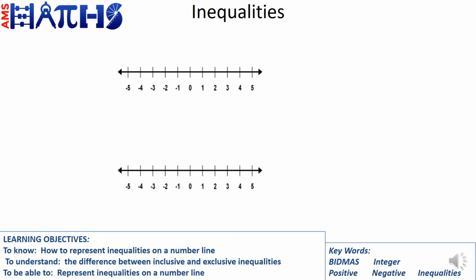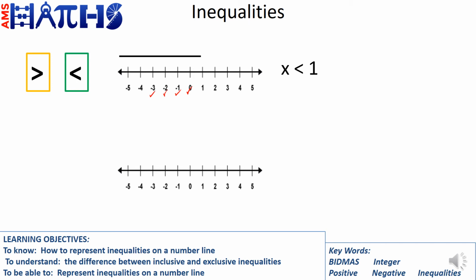We're going to look at representing inequalities on a number line. So if you want to show greater than or less than, let's go for x is less than 1. So we want the numbers that are less than 1. Our numbers less than 1 are 0, minus 1, minus 2, minus 3, etc. And so what we do is our line will go starting at 1.